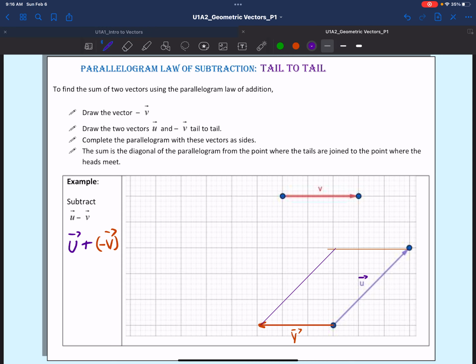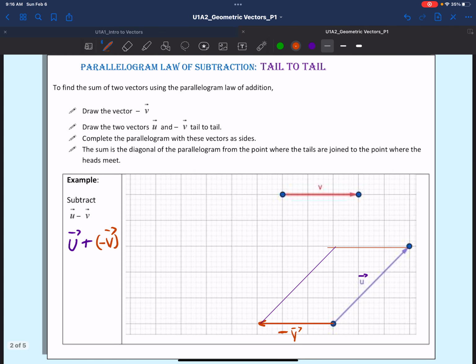And the sum of u plus negative v would be the diagonal that comes from the tail of both vectors towards the opposite vertex here. So this would be the vector u minus v.